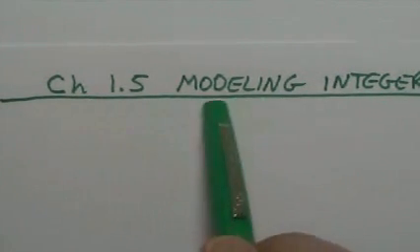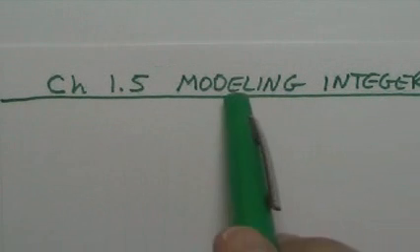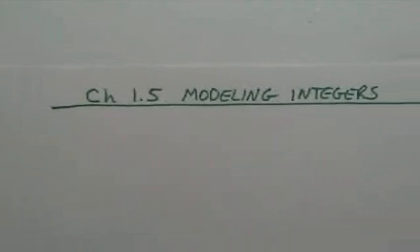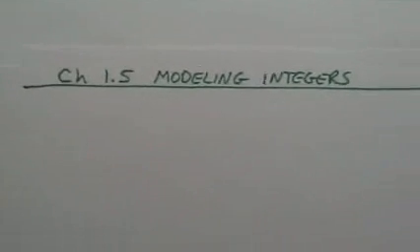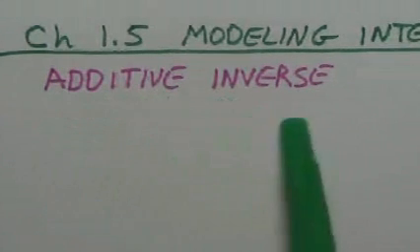Chapter 1.5, we're going to be modeling integers. Before, we added integers; we're going to do the same, except now we're going to model them. One of the key words we need to know is additive inverse.